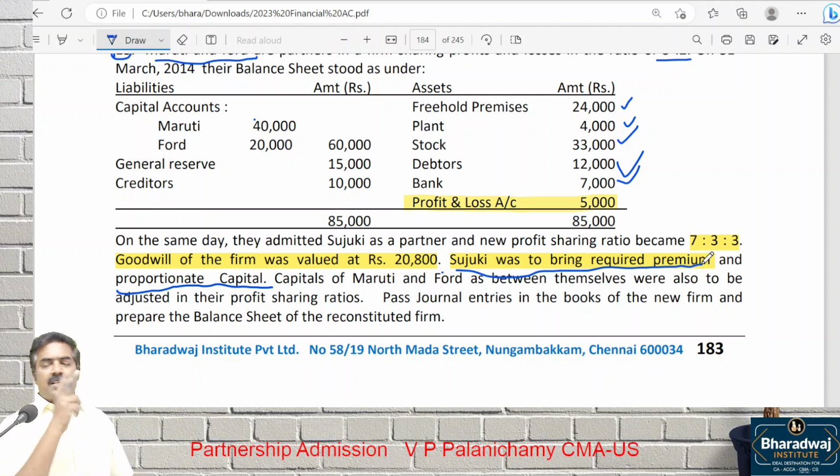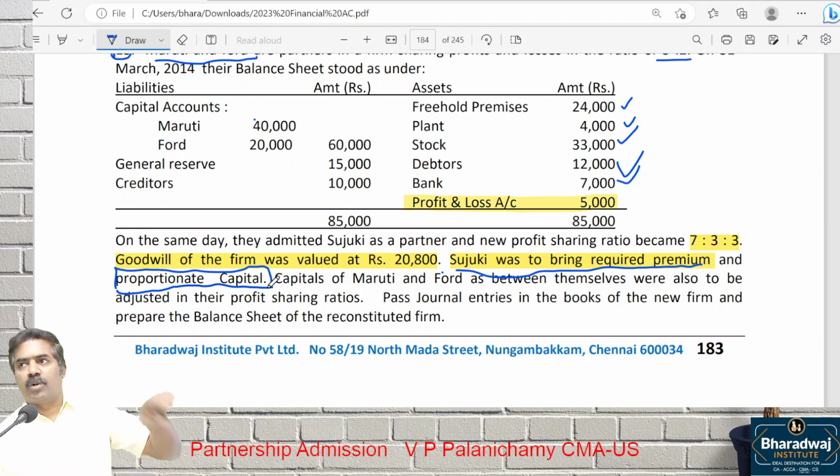Then step 2, goodwill premium method. Step 3, no revaluation in this question. Is there any revaluation of assets and liabilities given? No. Step 4, while preparing capital account, we will decide how much the new partner will bring as proportionate capital. Based on old partner, we have to work out what? New partner's capital, we will see that.